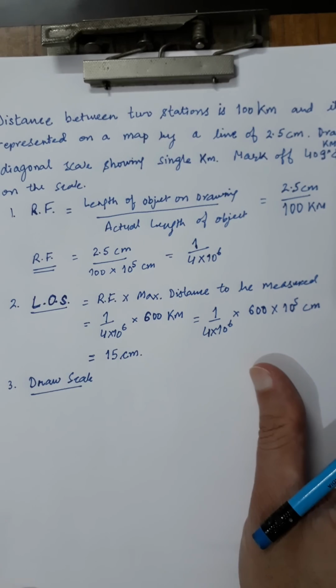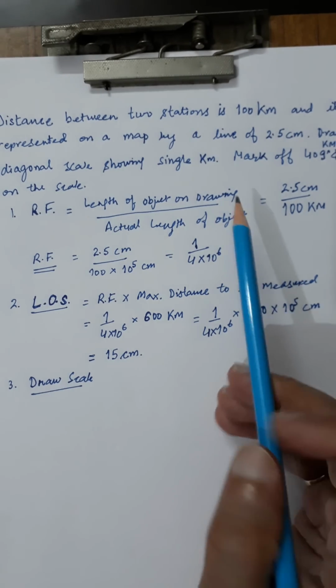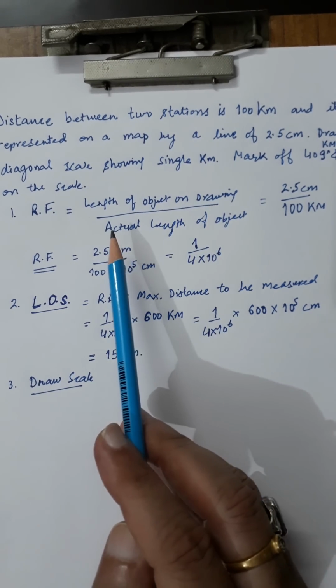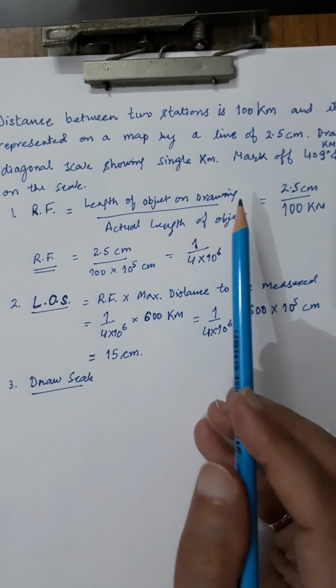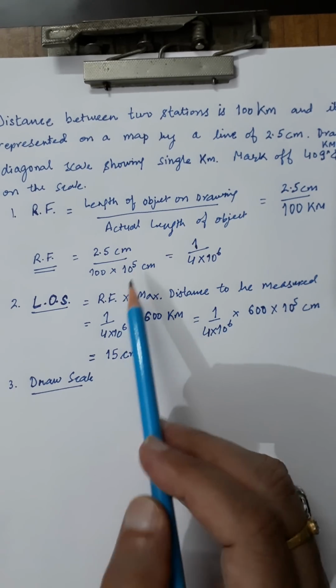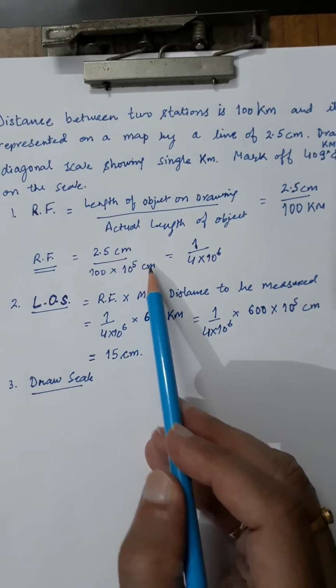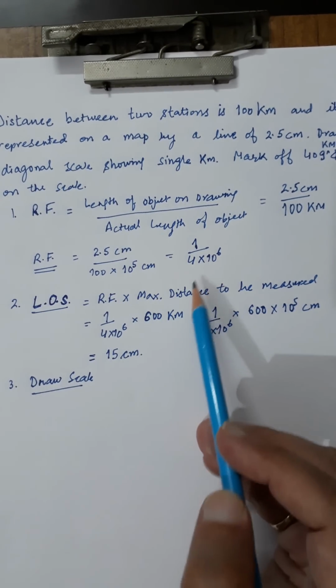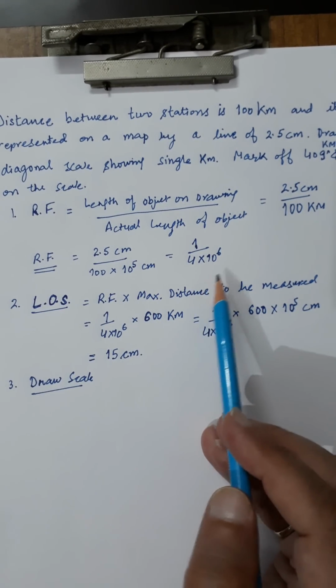Again, the first step is always to find the representative fraction. RF is equal to the length of the object on the drawing sheet upon the actual length of the object, that is 2.5 centimeters upon 100 kilometers. You can convert these units into centimeters, the centimeters cancel, and it comes out to be 1 upon 4 into 10 power 6.